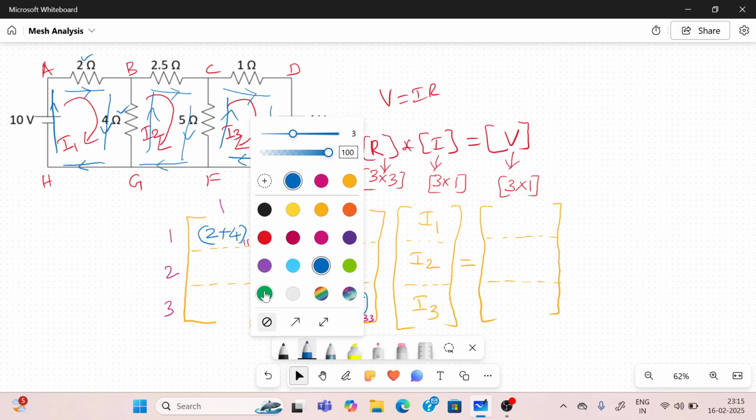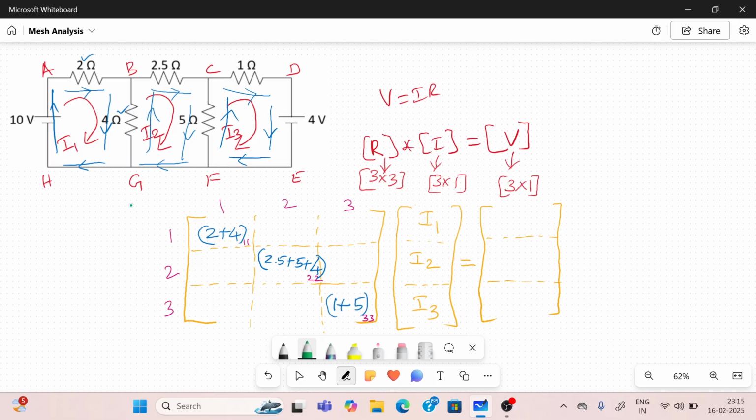The other elements are off diagonal. So what is the off diagonal? You have to identify the resistor between the meshes. You can see here there is a 4 ohm resistor, which is connected between mesh 1 and mesh 2.